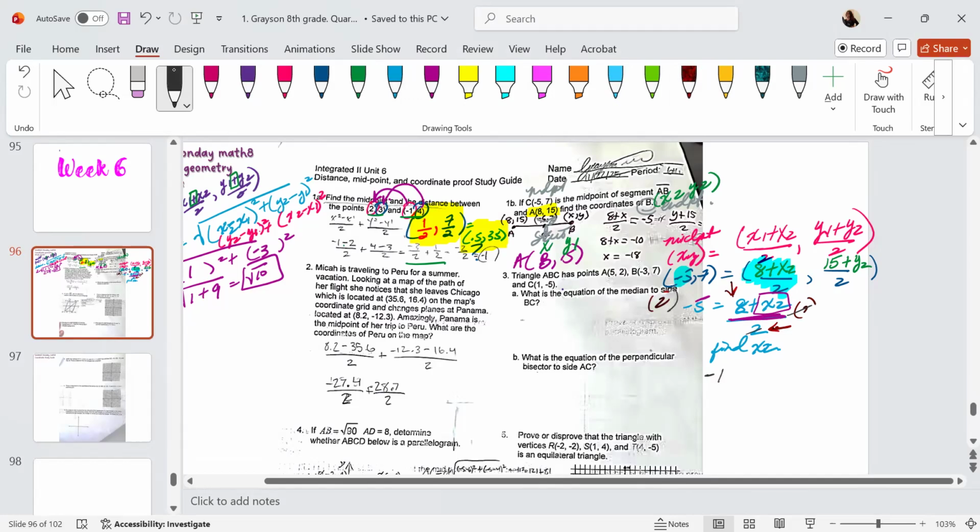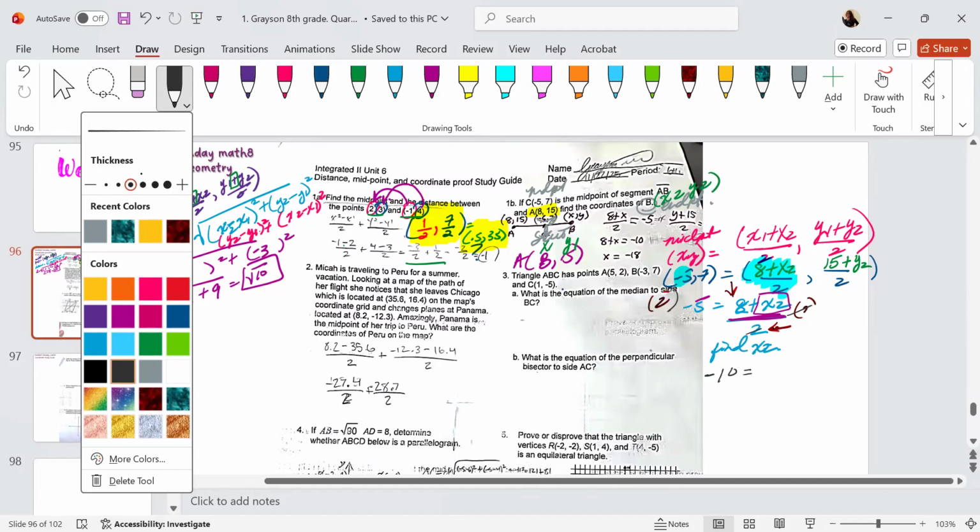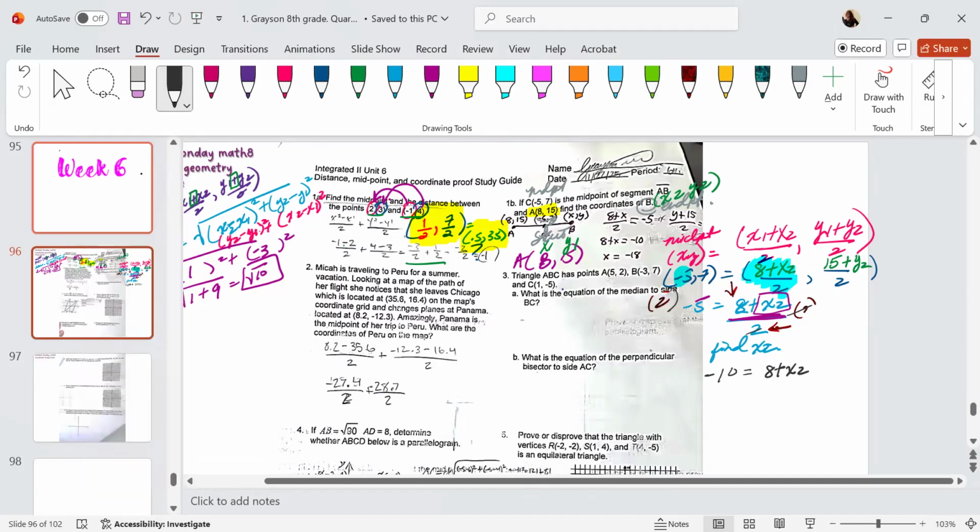This is going to give you a -10 equals 8 plus X2. How do I get rid of 8? It's a +8.